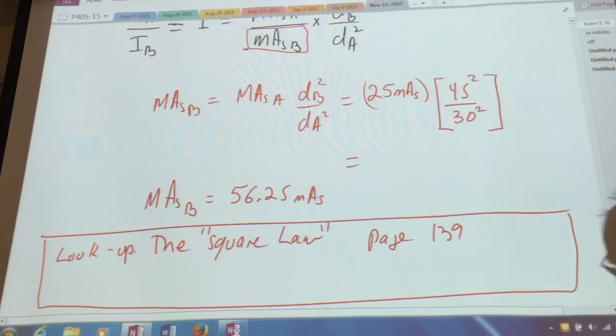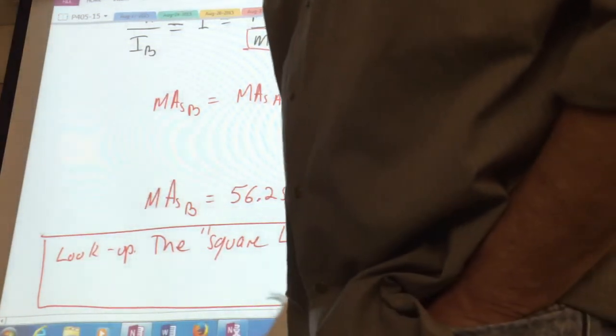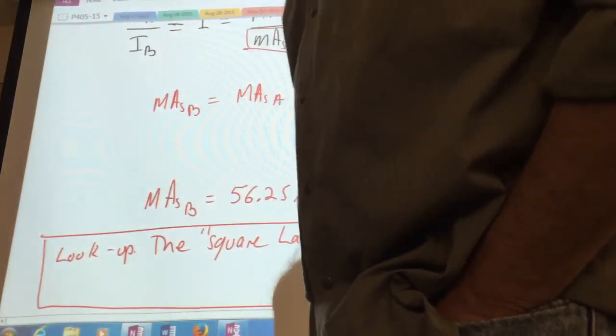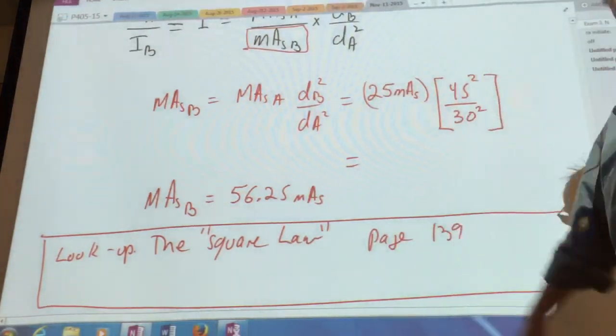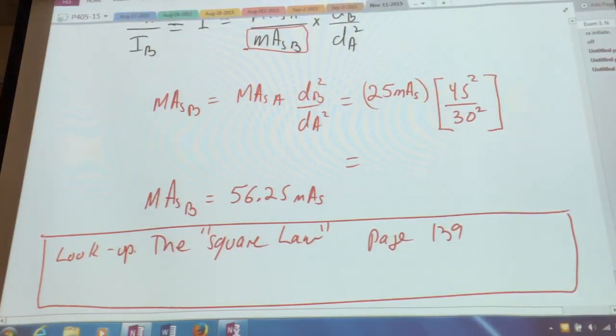Quick question. So when would you convert to centimeters or when would you leave it? As long as they show up in the ratio, you don't have to convert.